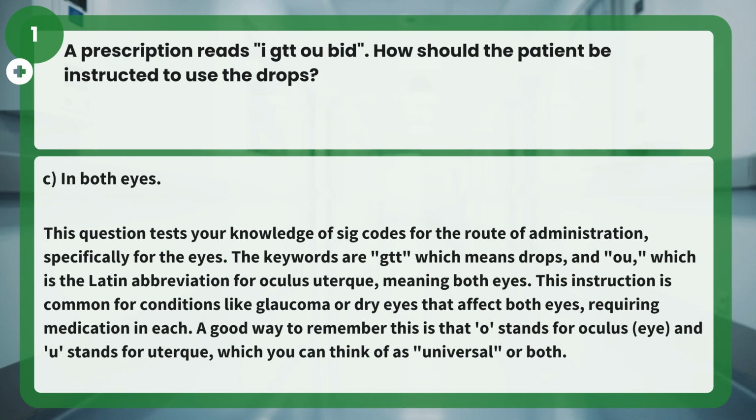A good way to remember this is that O stands for oculus, eye, and U stands for uterque, which you can think of as universal or both.